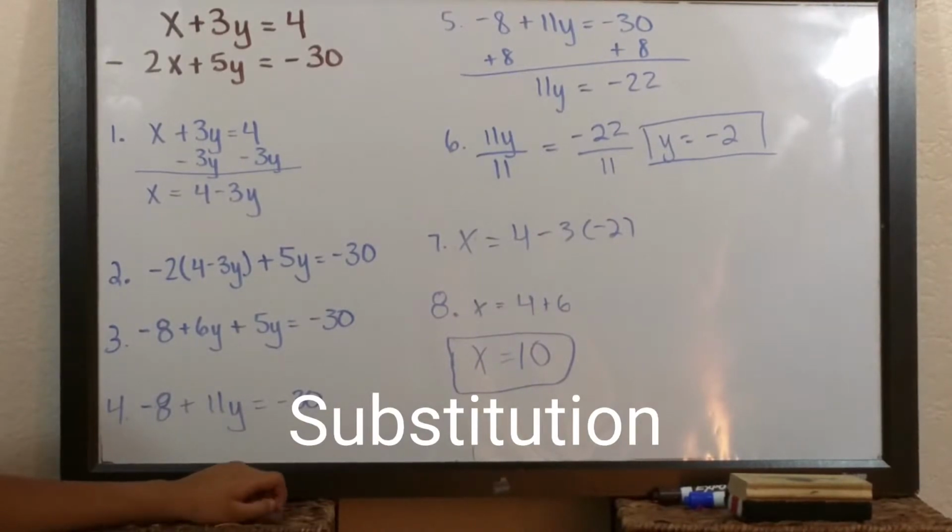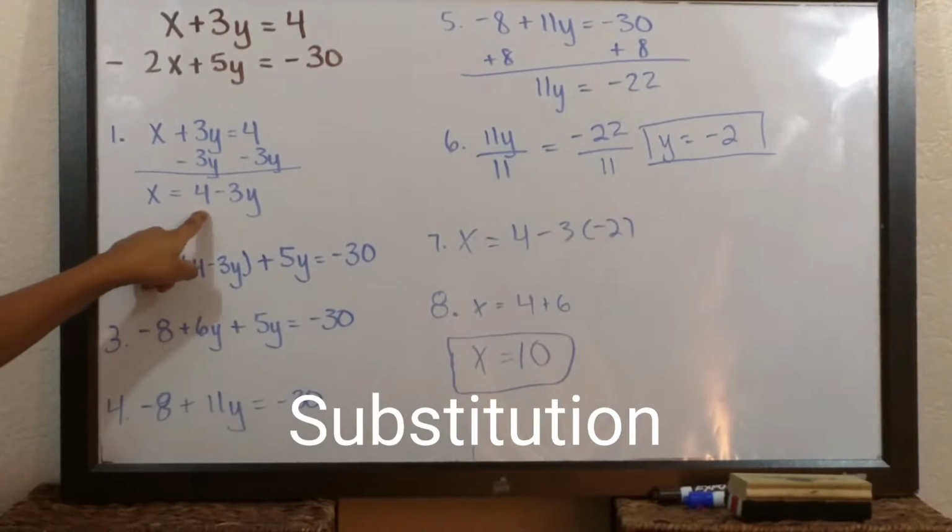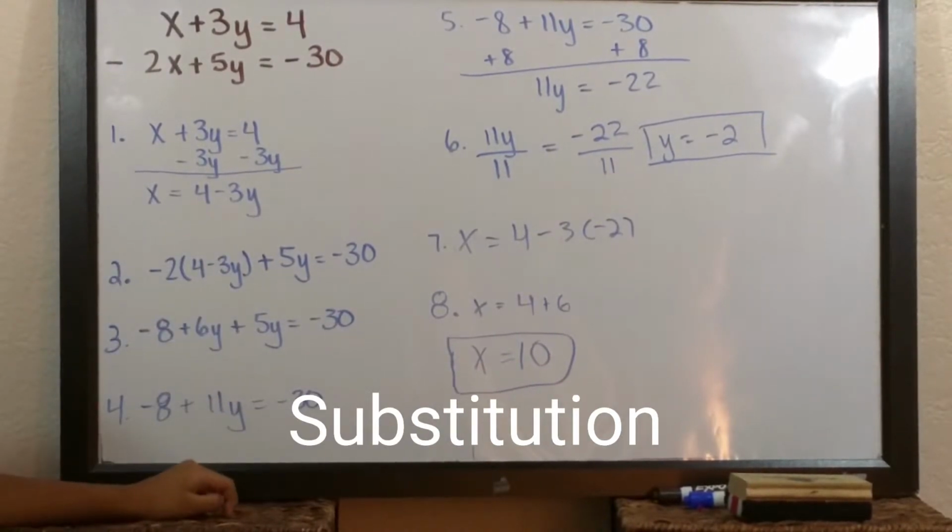Our sixth step is to divide by 11 on both sides. So 11y divided by 11 equals negative 22 divided by 11. And then you get y equals negative 2. Then you plug y equals negative 2 into this equation, x equals 4 minus 3y, and you get x equals 4 minus 3 times negative 2.